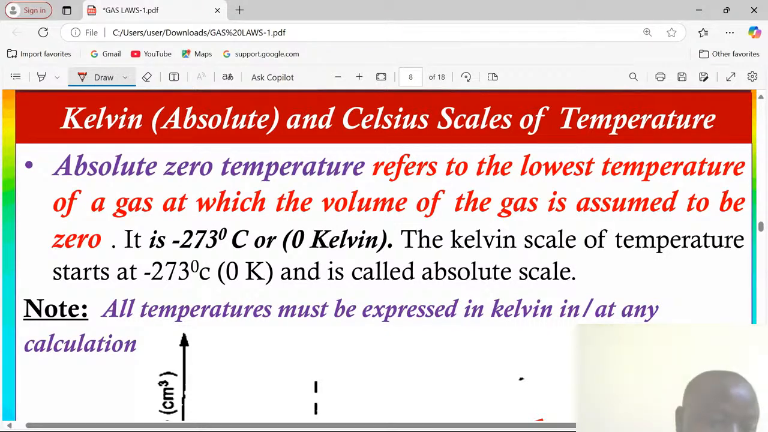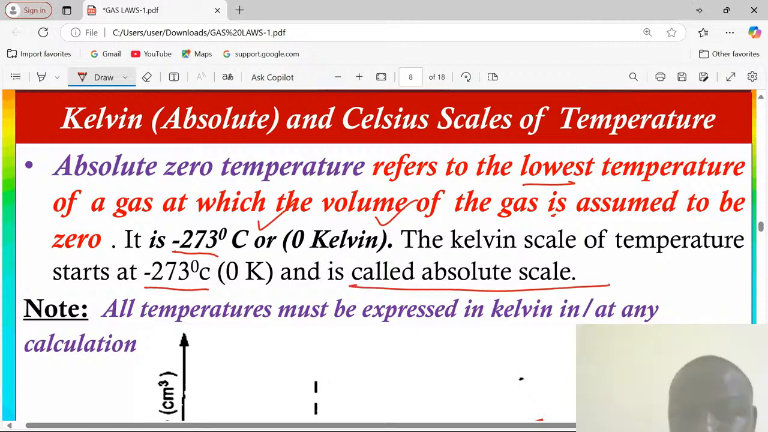It's good to know that temperature can be in the Celsius scale and temperature can also be in the Kelvin scale, the absolute temperature, that is. Absolute zero refers to the lowest temperature of a gas at which the volume of a gas is assumed to be zero. That temperature is negative 273 degrees Celsius, which is the equivalence of 0 Kelvin. The Kelvin scale of temperature starts at negative 273 degrees Celsius. That is the 0 Kelvin, and it is called the absolute scale.